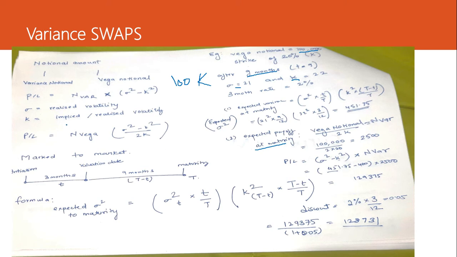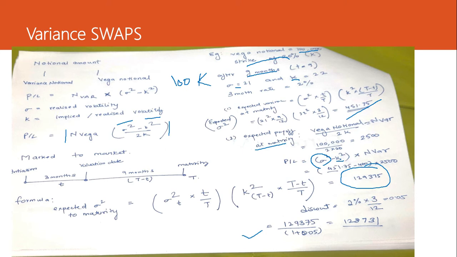So we go back to this formula. What is the Vega notional which is given? Vega notional is given as 100,000. So 100,000 upon 2k into standard deviation square minus k square. So standard deviation square we have computed in the first step, which is 451.75, and k is 20, that is given in the sum, strike of 20. So this way we get the value of 129.375.